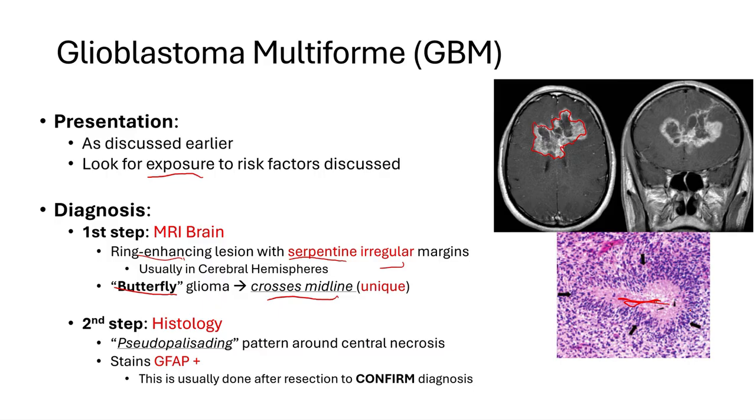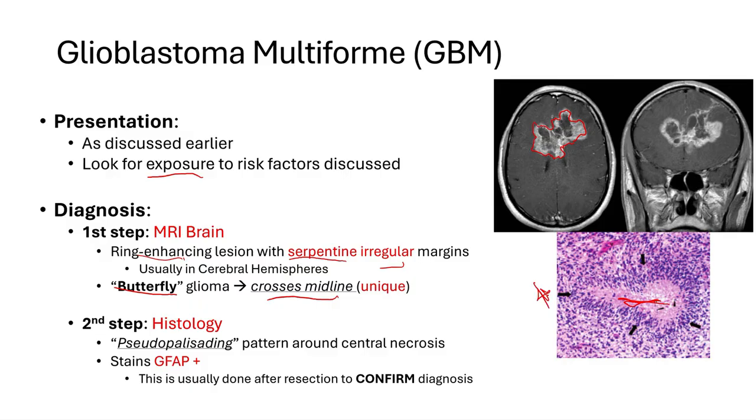The pseudo means it's not a true palisade, which is classically seen in other tumors, such as basal cell carcinoma, but that it resembles one. And the palisading portion means that the cells look like they're lined up in parallel rows. And this is classic for GBM histology and confirms the diagnosis.